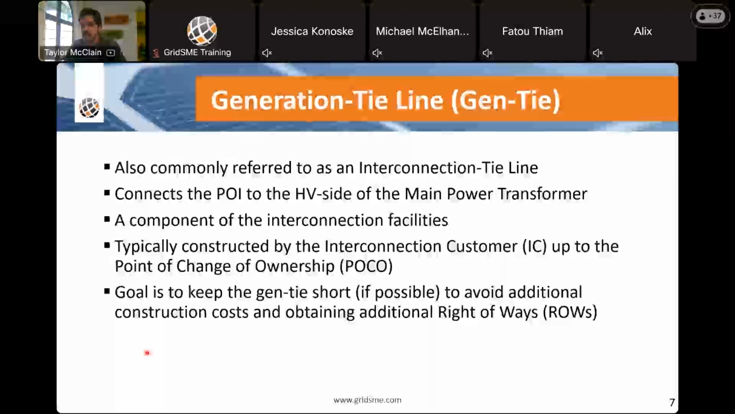In the previous slide, it mentions that a POI is either a substation or a line interconnection. Most often, we're seeing a line interconnection being proposed in order to reduce the length of the generation tie line. But in general, that is the piece of equipment that's going to take your power from your project substation and tie it into the grid.